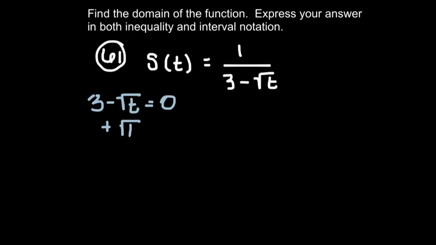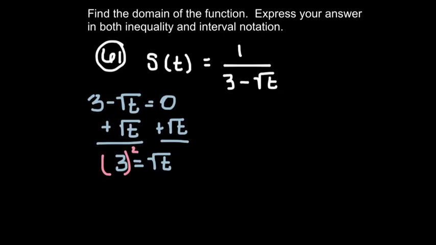I'll add that square root of t to both sides. That leaves me with 3 equals the square root of t. If I square both sides, I'm left with 9 equals t. So I know that t cannot equal 9 because plugging a 9 in for t would mean I would have the square root of 9, which is 3, and 3 minus 3 is 0. So that would put a 0 in the denominator.